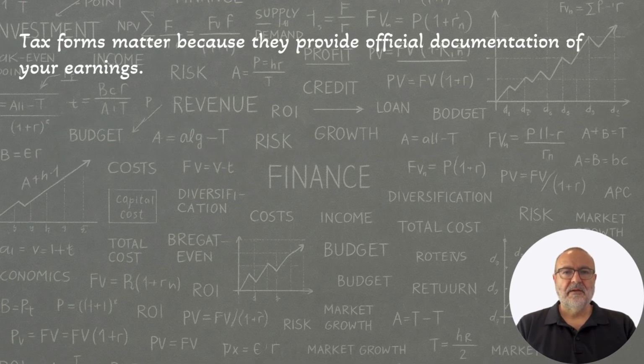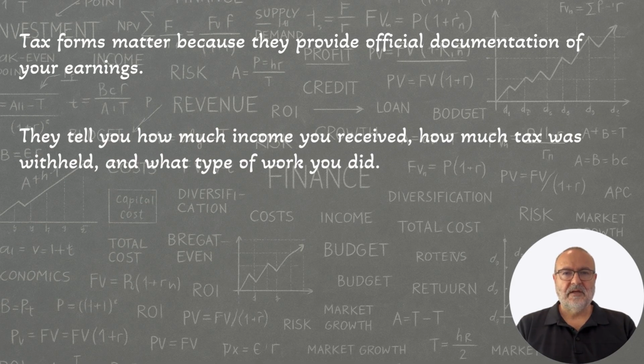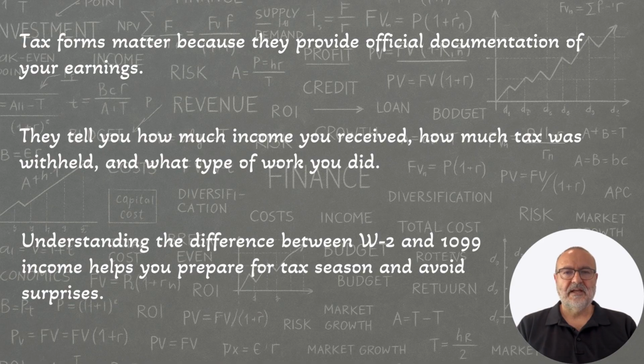Tax forms matter because they provide official documentation of your earnings. They tell you how much income you received, how much tax was withheld, and what type of work you did. Understanding the difference between W-2 and 1099 income helps you prepare for tax season and avoid surprises.